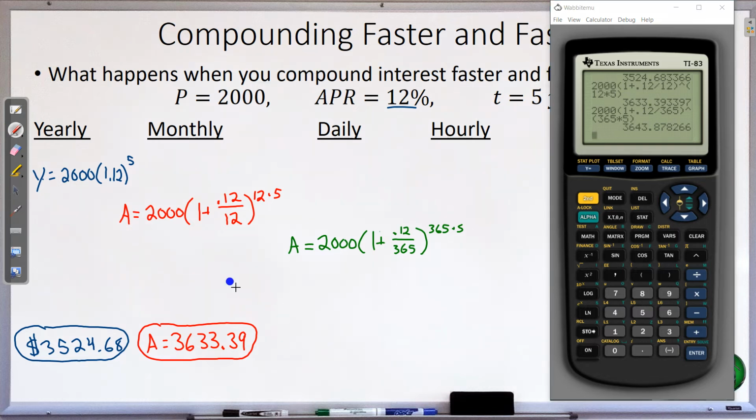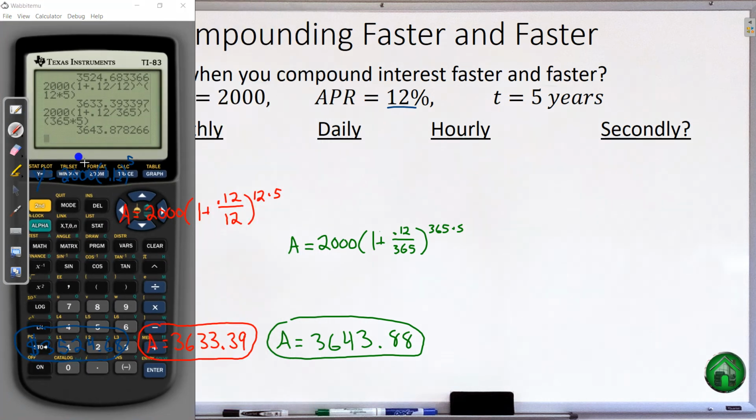So you can see that this did get bigger, but not by nearly as much as the last jump we did. Let's call that 88 cents. So we went from 3,633 to now 3,643. So that's only about a $10 difference. So we're still getting bigger, but we didn't have nearly as big of a jump.